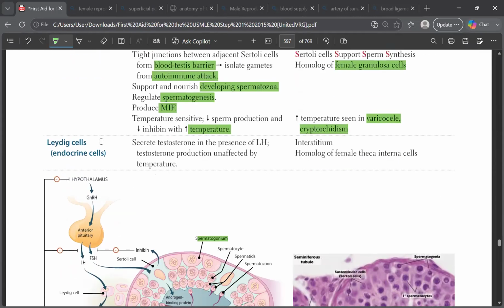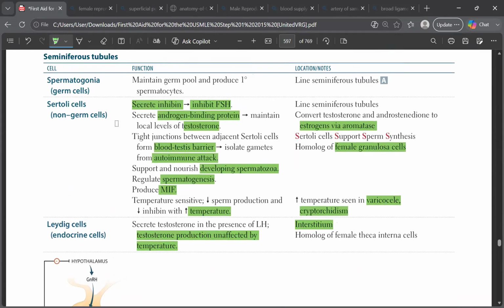Lastly, there are Leydig cells, or endocrine cells, that secrete testosterone in the presence of luteinizing hormone. Testosterone production is unaffected by temperature. So this is an important point to note that sperm production decreases because of decrease in inhibin, because Sertoli cells are temperature sensitive and inhibin is produced by Sertoli cells, but testosterone production is unaffected by temperature because it is stimulated by luteinizing hormone, and Sertoli cells only maintain the local levels of testosterone and have no role in direct production of it. They do convert testosterone and androstenedione to estrogens via the aromatase enzyme.